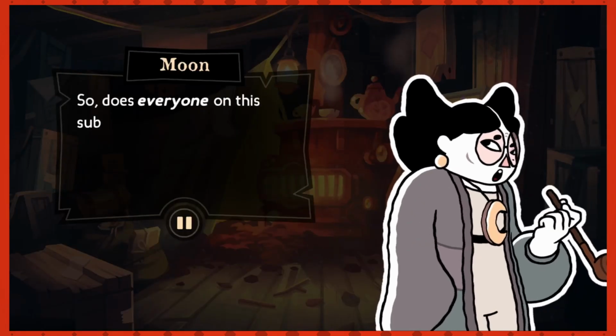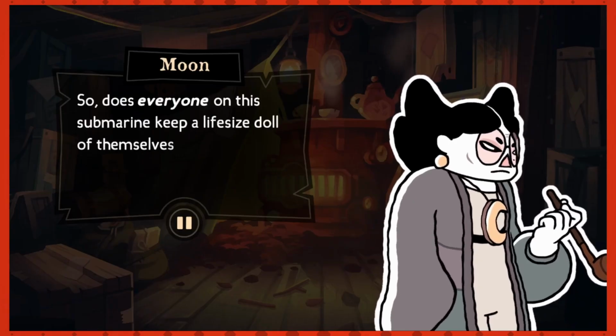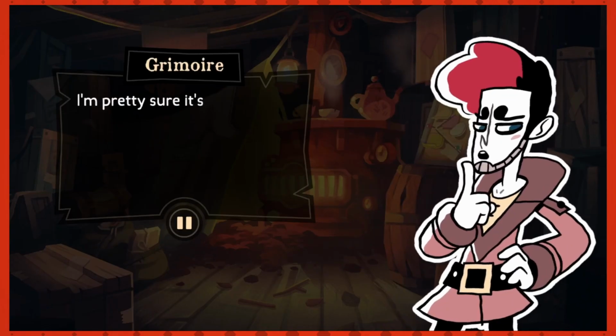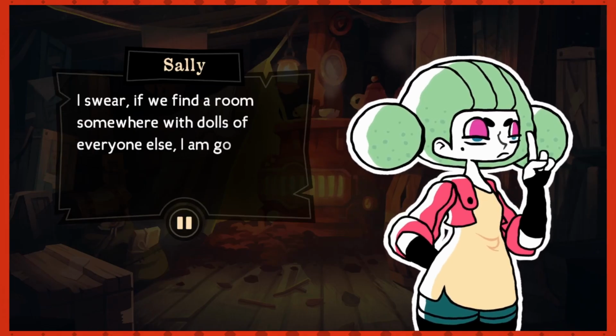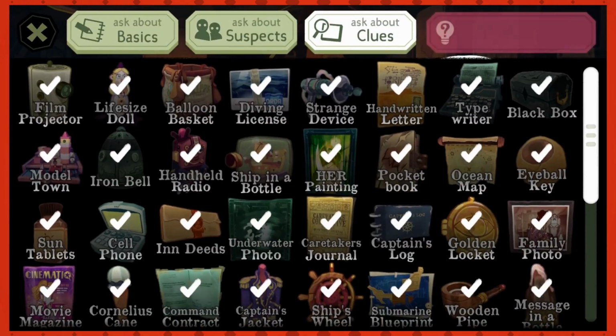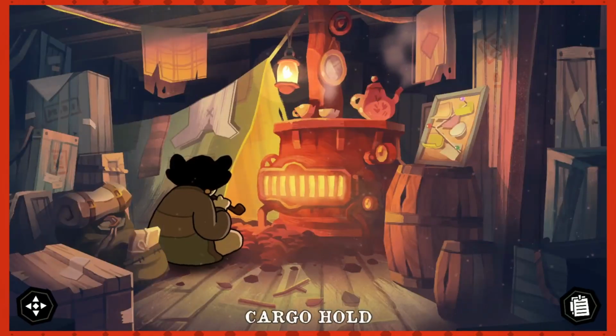So does everyone on this submarine keep a life-size doll of themselves, or...? I'm pretty sure it's just Sim. I swear, if we find a room somewhere with dolls of everyone else, I'm going to freak out. Yeah, that sounds reasonable.